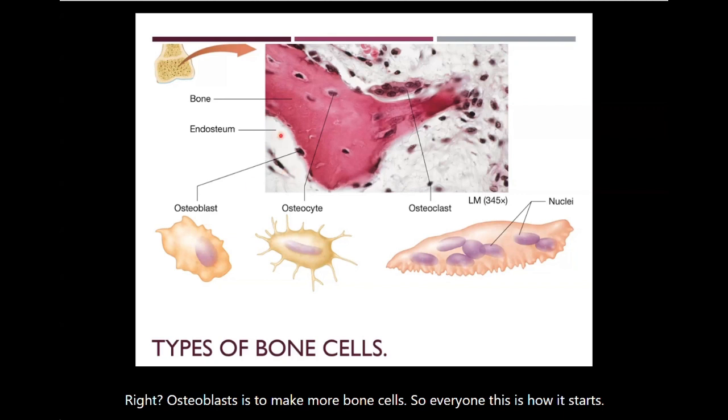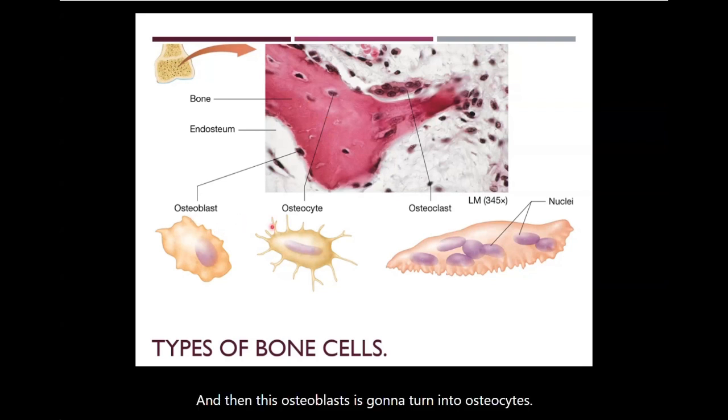So everyone, this is how it starts. You'll see on the sides, we'll have osteoblasts. And by the way, an osteoblast is a cell. Look, this is a cell. It has a nucleus, just like this one, just like this one, okay? It's a typical cell. The job of this cell is to make more bone cells. So the osteoblast, you'll see it here on the side. And then eventually this osteoblast is going to make its way into the cellular matrix where we have the bone.